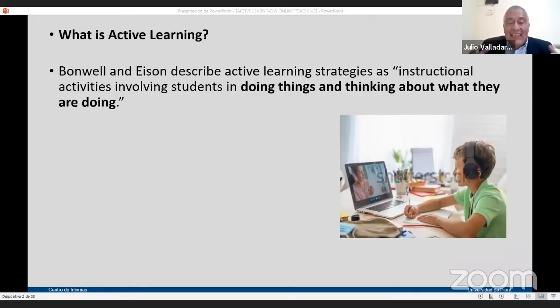Sometimes when we talk about active learning, we say, wow, but I teach in public schools and we have classes of 40 students and we have only 1 hour or 2 hours a week. Active learning can happen in any teaching learning context. It's just a matter of thinking about how we can develop those strategies, develop those instructions, so active learning happens in the teaching learning process with our students.